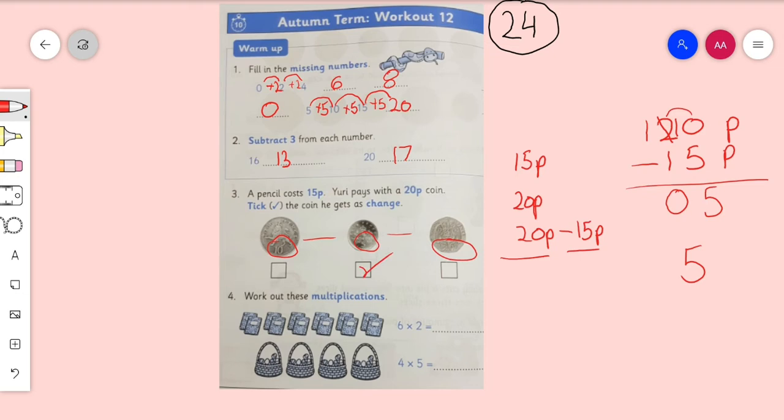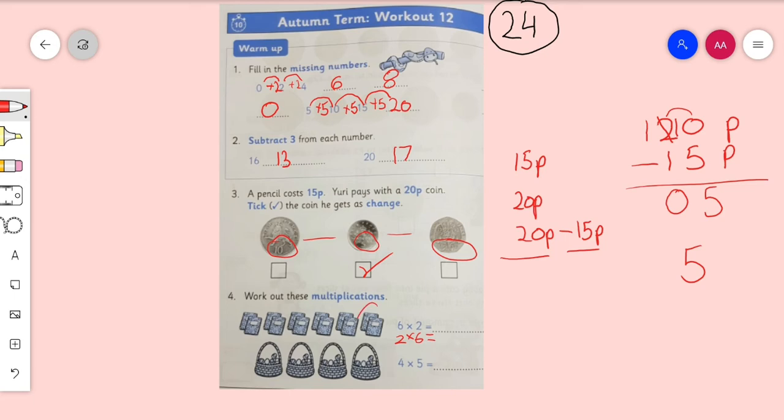Now let's do question number 4. It says work out these multiplications. First multiplication is 6 times 2. 6 times 2 you might not know, but it's the same as 2 times 6. You write it in an opposite way, but the answer is always the same. And there's a picture here to help us.